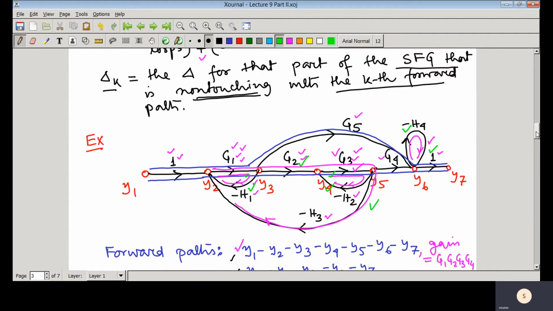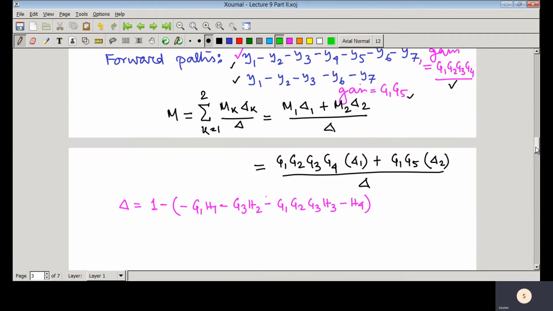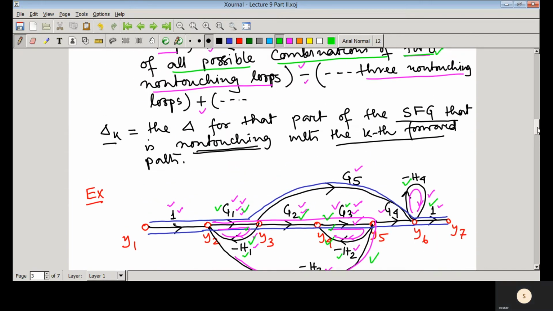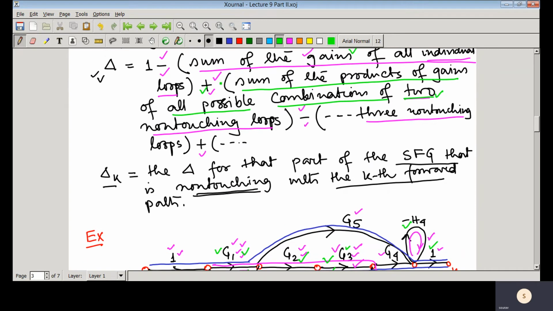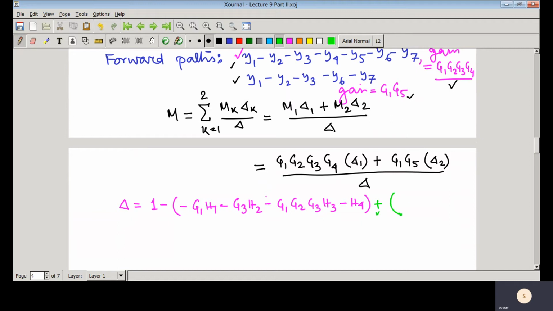The first one: just take this one and that one. Then what you have is G1 minus H1, then G3 minus H2. So minus minus plus, as you can see in the formula, that is plus. So I write this plus, then the product of 2 non-touching loops, that is G1 H1 G3 H2.